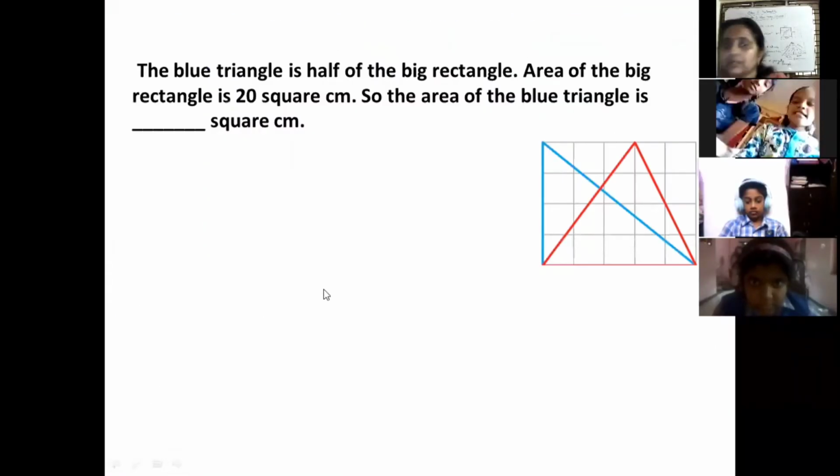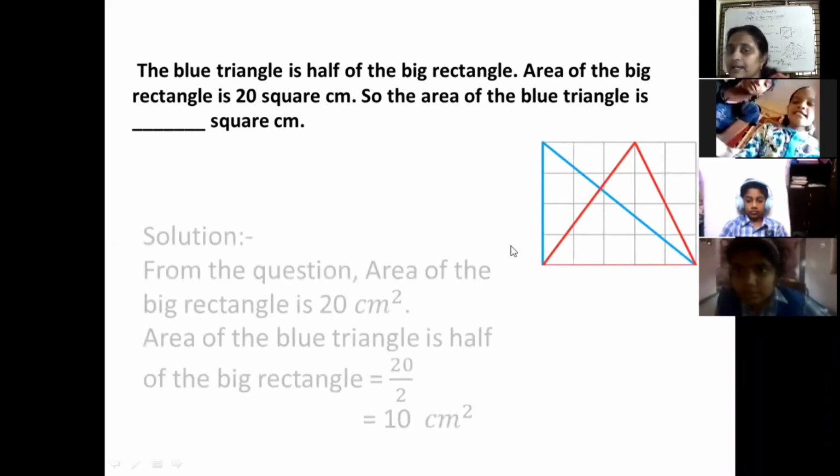Now, see here. The blue triangle is half of the big rectangle. Area of the big rectangle is 20 square centimeters. So, the area of blue triangle is... Here, one rectangle is given for us. What is its length? 1, 2, 3, 4, 5. What is its breadth? 1, 2, 3, 4.